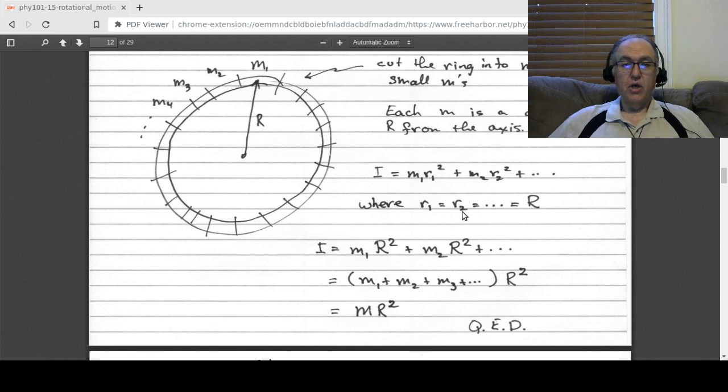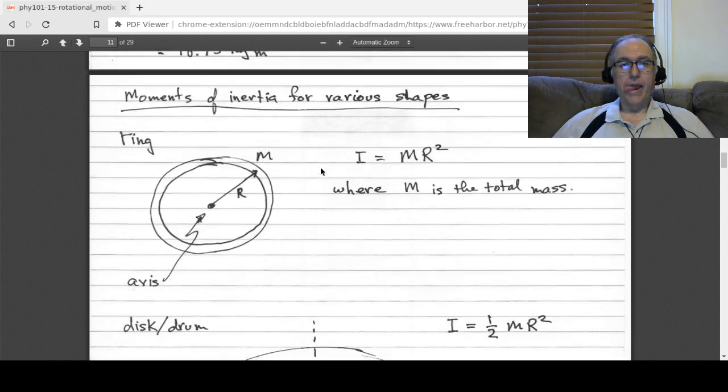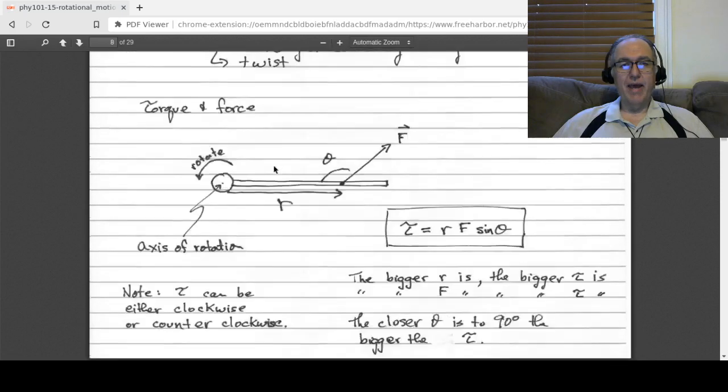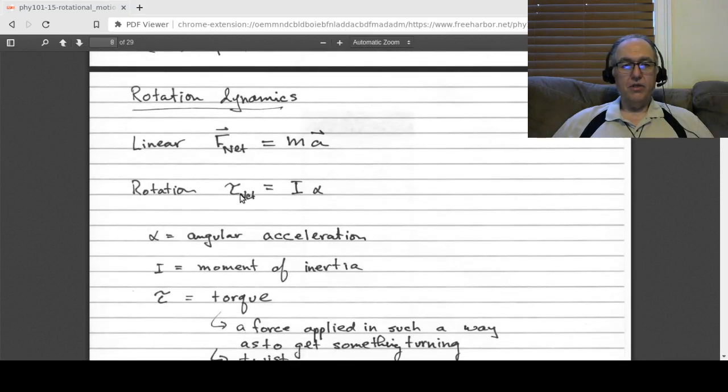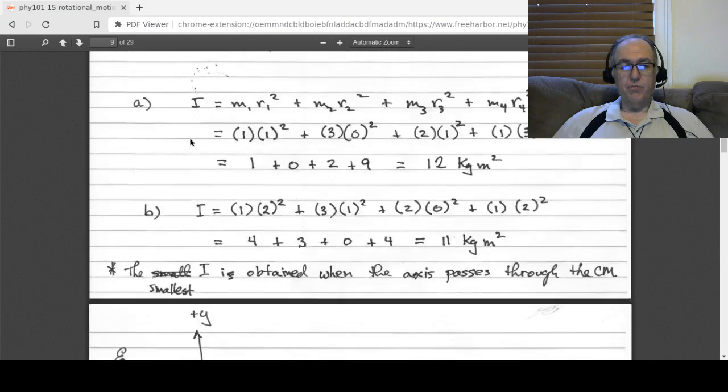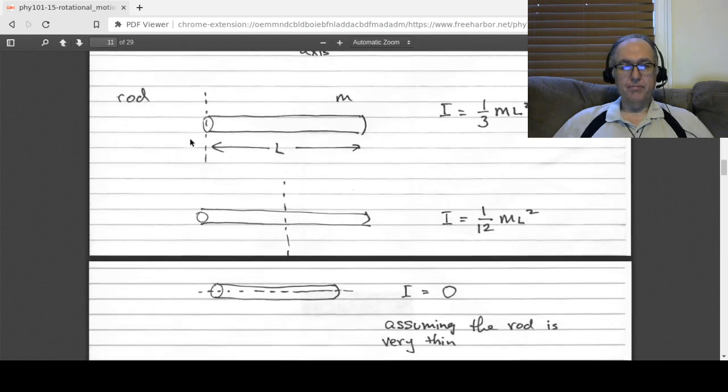Don't lose sight of the bigger picture. We're going to do tau net is equal to I alpha. So tau, you use the torque formula, you add up all the torques, and you get net torque. I, you make use of either the point formulas or one of the other formulas that I gave you for the different shapes, and that'll give you I. You take tau and divide it by I, and that gives you alpha. That's why I went through all those details. It's basically to be able to apply this formula. Okay, so we're ready for our first problem.